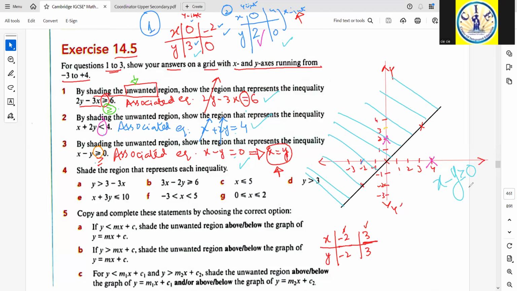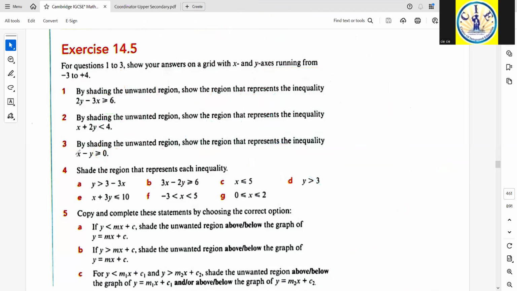Now it will be question number 4. Let me erase the previous working. Shade the region that represents each inequality. This one. Okay. Now let me draw the lines. This is the y-axis, this is the x-axis, and I would label them as per my requirement now. So let me solve it out.